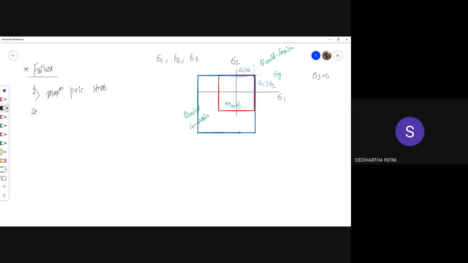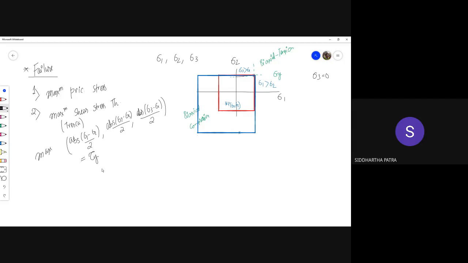Now, second is maximum shear stress theory, also known as Tresca theory. It says when the maximum shear stress, which basically means you take the absolute values of (sigma 1 minus sigma 2)/2, (sigma 2 minus sigma 3)/2, and (sigma 3 minus sigma 1)/2, and take the maximum of those, when that equates to tau y, then the failure is occurring.